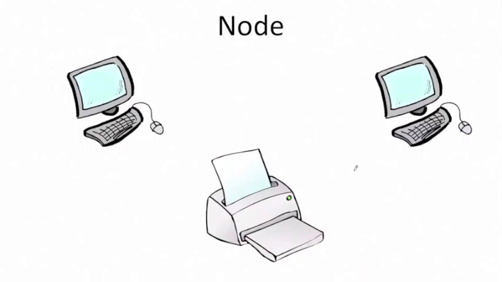A node is any kind of device linked or contained in a computer network. It can be a computer or printer, for example, which are the most common. So they're all linked to each other, and a computer is a node itself. A printer can be a node itself too.